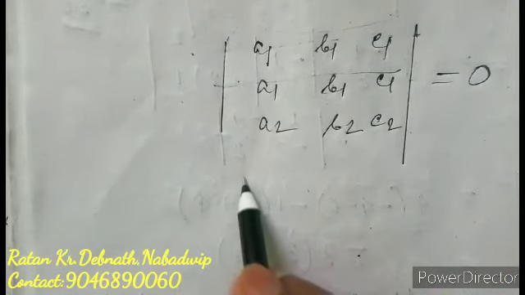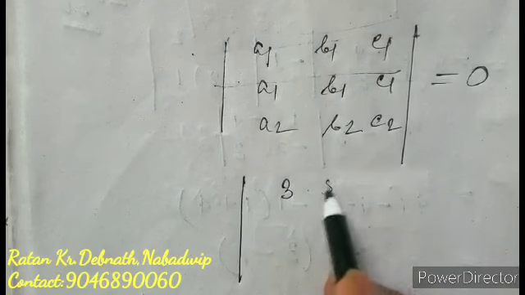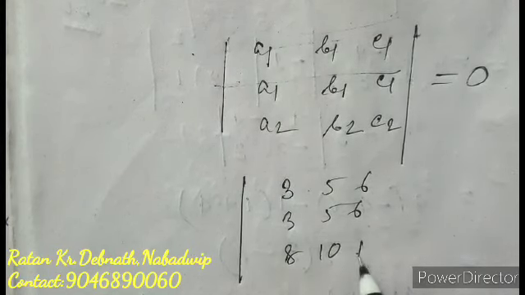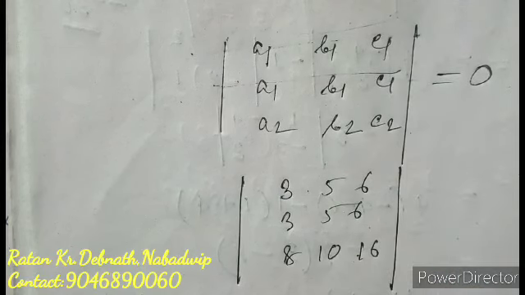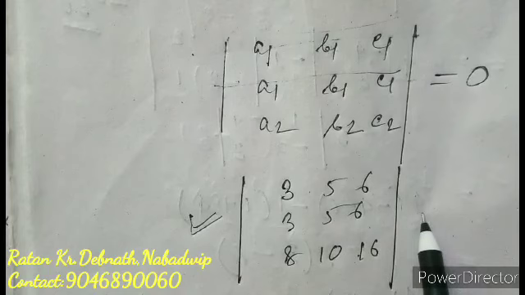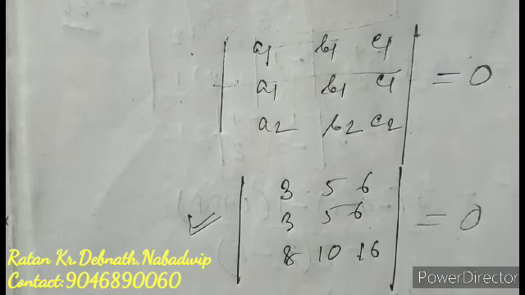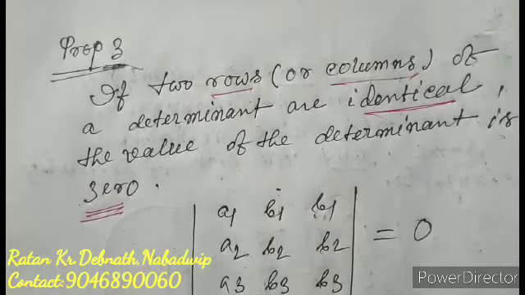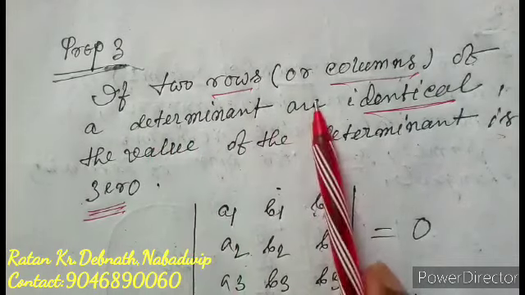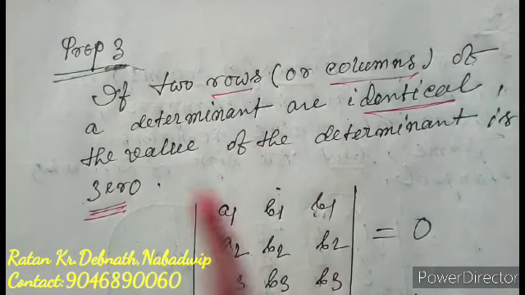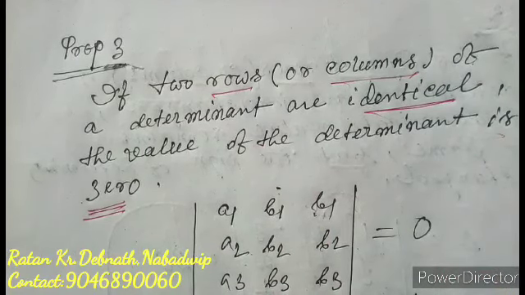If you try with this determinant 3, 5, 6, 3, 5, 6, 9, 10, 16, say, and if you expand this determinant, you will get 0. So this property says if two rows or columns of a determinant are identical, the value of the determinant is 0.